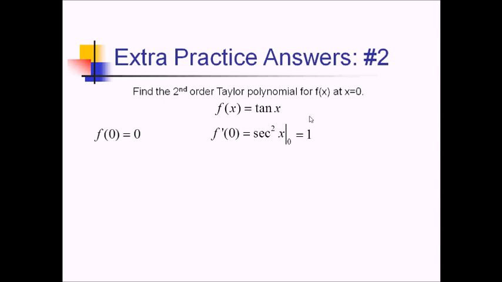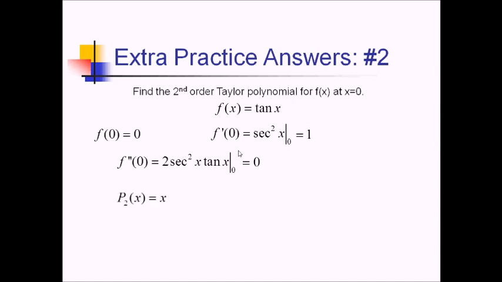And then finally, we need the second derivative. Let's see here, we're going to have to use the chain rule. This is going to be 2 secant x times the derivative of secant, which is secant tan. So that ends up being 2 secant squared of x tan of x, evaluated at 0. And since you're plugging 0 into tan here and getting 0 out of that, this whole thing goes to 0. So plugging things in, we've got f of 0, which is just 0, plus f prime of 0 times x, which is 1x.